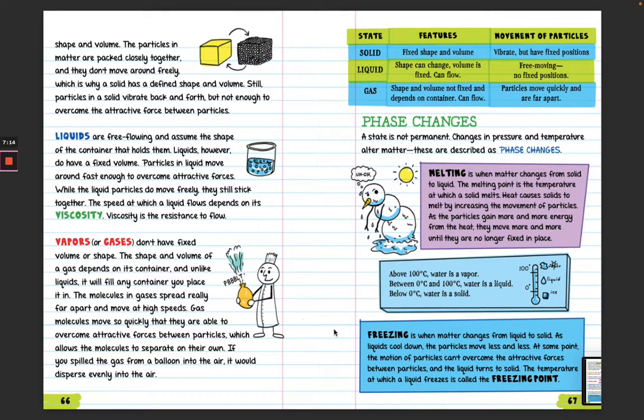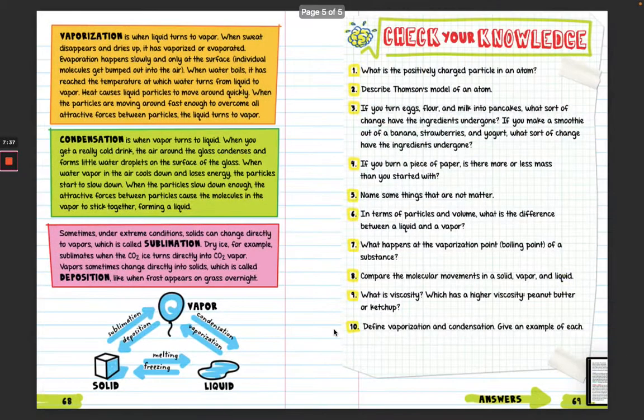Between 0 degrees Celsius and 100 degrees Celsius, water is a liquid. Below 0 degrees Celsius, water is a solid. Freezing is when matter changes from liquid to solid. As liquids cool down, the particles move less and less. At some point, the motion of particles can't overcome the attractive forces between particles, and the liquid turns to solid. The temperature at which a liquid freezes is called the freezing point.